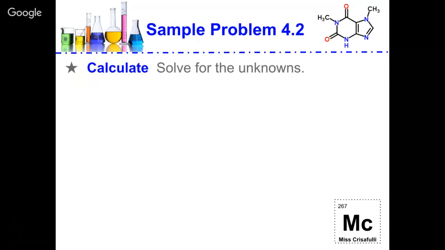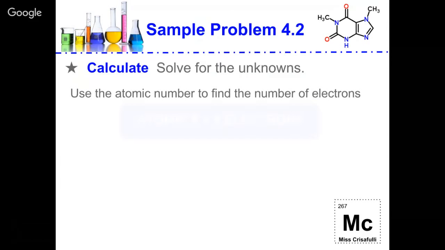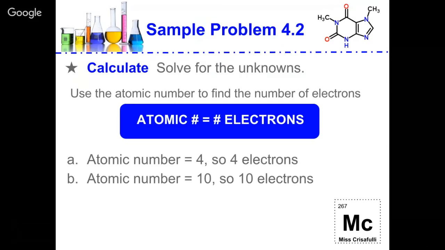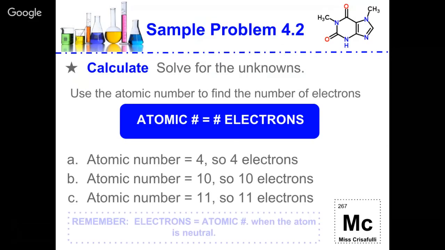Now, moving forward to electrons, we know the atomic number is equal to the number of electrons when the atom is neutral. All of these elements are neutral, so their atoms are going to have the same number of protons and electrons. So for beryllium, with an atomic number of 4, it also has 4 electrons. For neon, with an atomic number of 10, it also has 10 electrons. And for sodium, with an atomic number of 11, it will also have 11 electrons.